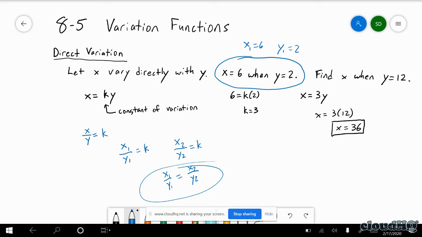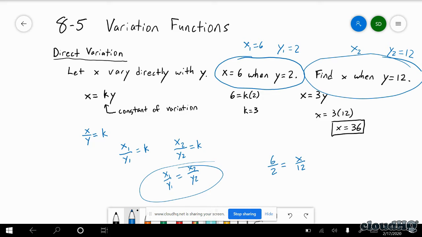And your second set of data, well, I don't know what this x is. I can call it x2. That's what I'm trying to find. And I know that y2 is 12. If I plugged those pieces of information into this proportion, you'll notice that I don't even have to figure out what k is. I could have just done 6 over 2 is equal to x over 12.